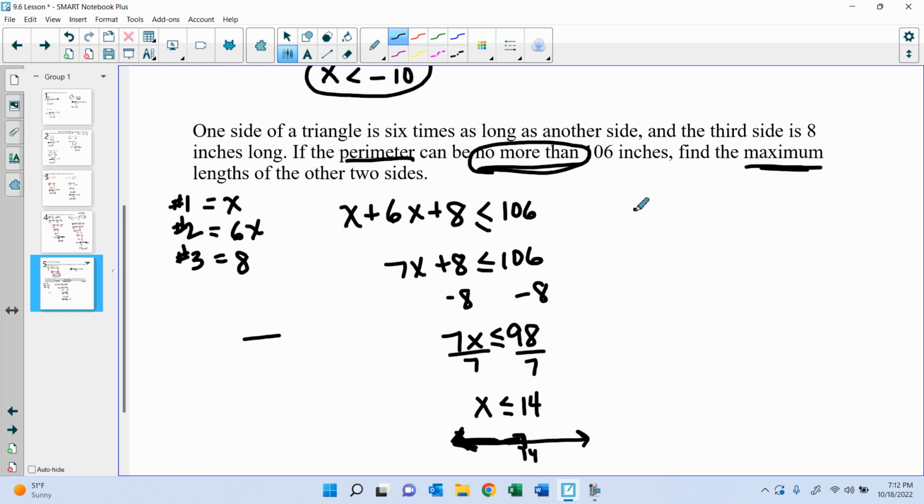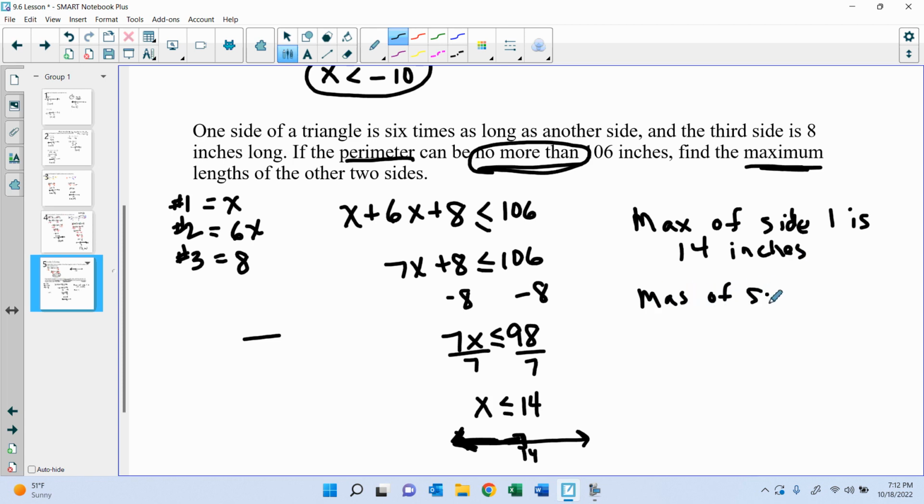So the maximum of side 1 is 14, and they told us inches, so we're going to say inches. And then the max of side 2 is going to be 6 times x. So it's going to be 14 times 6 would be the biggest that it can be. So that's going to be 84.